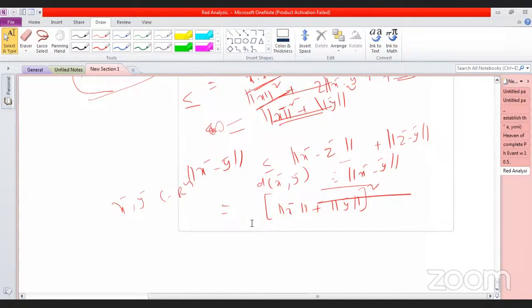Modulus of double modulus of x plus double modulus of y, whole square. So therefore the condition, the Cauchy square inequality condition, is double modulus of x and double modulus of y.